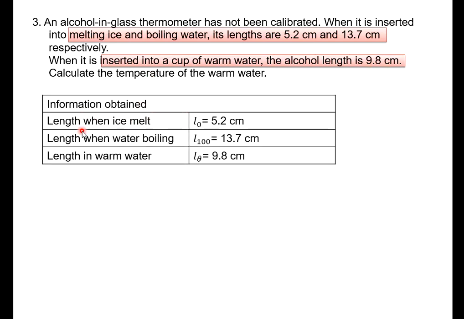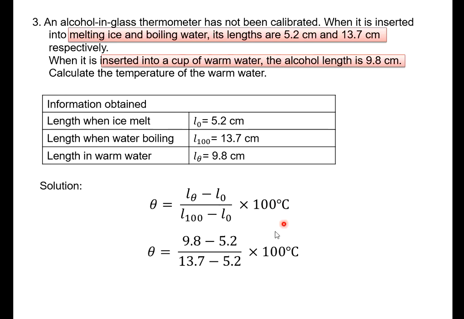The information we get is: the length when ice melts at 0 degrees Celsius is 5.2 cm, that's L0. The length when water is boiling at 100 degrees Celsius is L100, equal to 13.7 cm. The length in warm water, L theta, is 9.8 cm. So how do we solve this? Using this formula, theta equals L theta minus L0, over L100 minus L0, times 100 degrees Celsius. So L theta is 9.8 minus L0 5.2, divided by L100 13.7 minus L0 5.2, times 100 degrees Celsius. Calculating this on your calculator, you'll get 54.12 degrees Celsius. This is how you obtain the temperature of the warm water.